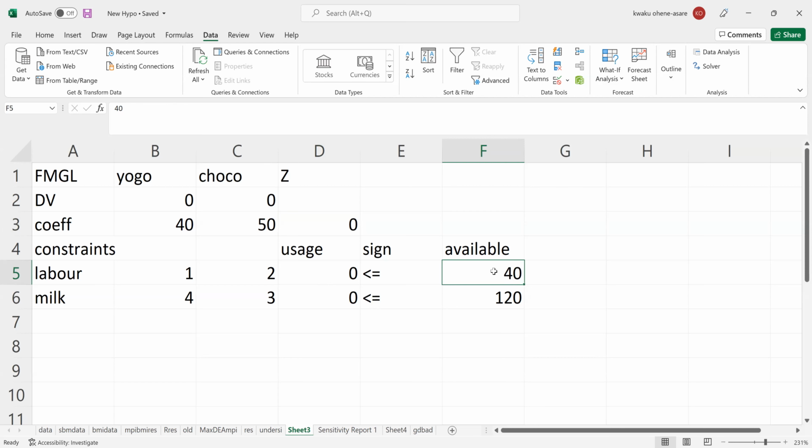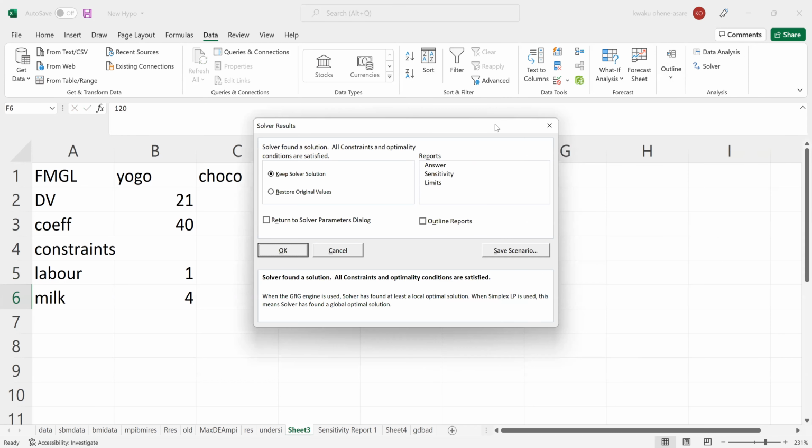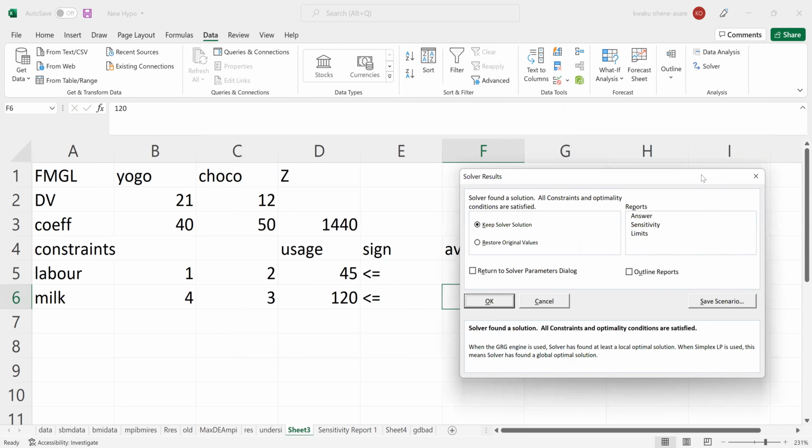We said that it is between 50 and then 80. Now let me even make it 45. I have changed the labor to 45. Let's run it. And you see that the optimal solution is going to change. Okay, there you go. It has changed to 21 and 12, even though it is within the sensitivity range. So the sensitivity range is not about the optimal solution not changing. It's only for the coefficient. It's not for the constraint.